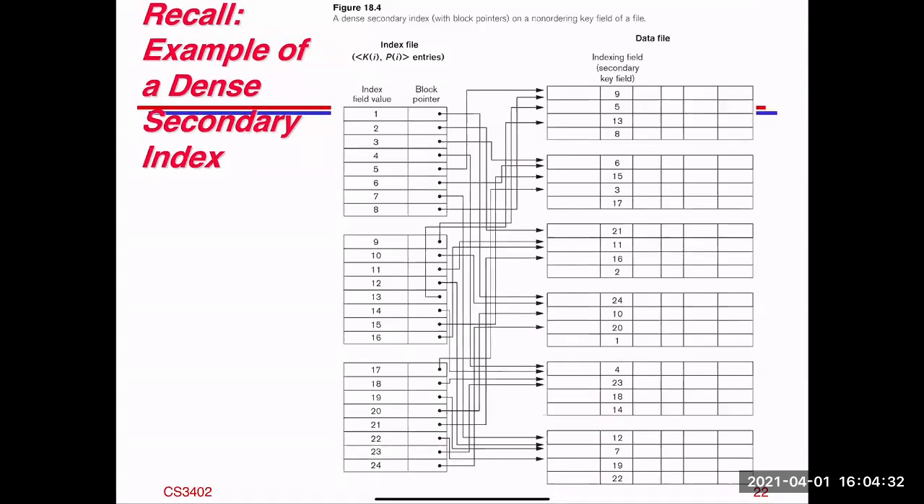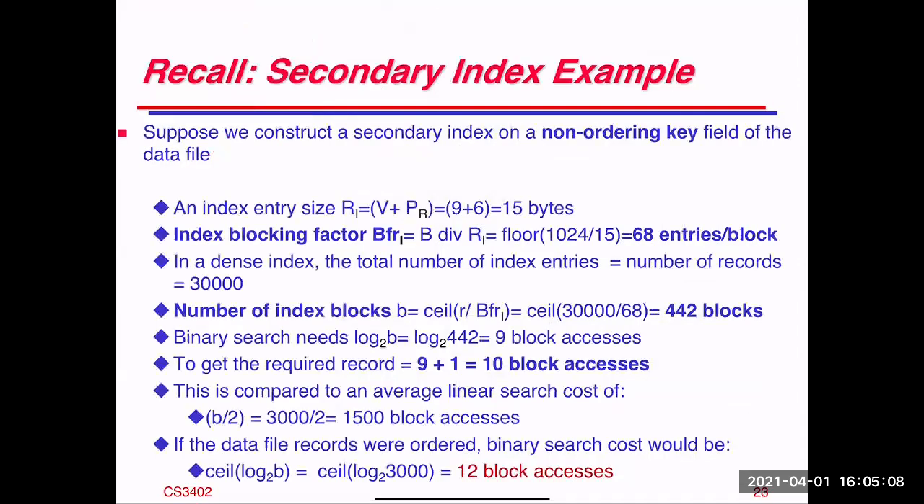We also talked about secondary indexes, so non-primary indexes, last time. This was an example for a secondary index on a non-ordering key field of a file. What that means is that this index field that we're using here is a key, so you won't see any duplicates with the same values, but the file is not ordered according to this field. That's why we had all these arrows pointing any which way. I'll come back to this in a second.